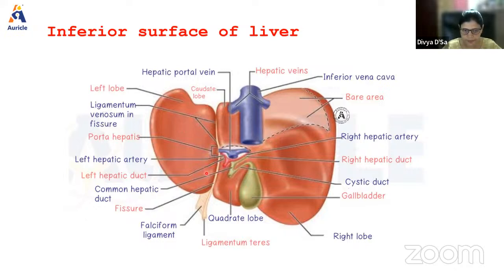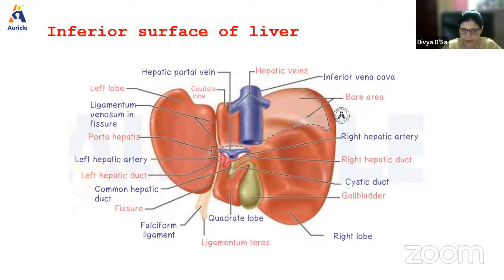Then here, there is a small elevated part, which we call the tuber omentale. It is a rounded elevation between this gastric impression and the lower end. This is the fissure for the ligamentum venosum. So between the fissure for the ligamentum venosum and the gastric impression, there is a small elevated part, which we call the tuber omentale.